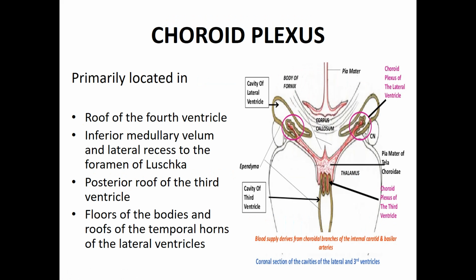As I have told, there are certain places in the ventricles which contain special ependymal cells, and these are called the choroid plexus. These are primarily located in the roof of the fourth ventricle, then the inferior medullary velum of the lateral recess to the foramen of Luschka, the posterior roof of the third ventricle, the floor of the bodies, and the roots of the temporal horns of the lateral ventricles. So we have discussed that the choroid plexus is present in the fourth ventricle as well as in the third ventricle and the lateral ventricles, but no choroid plexus is present in the cerebral aqueduct.